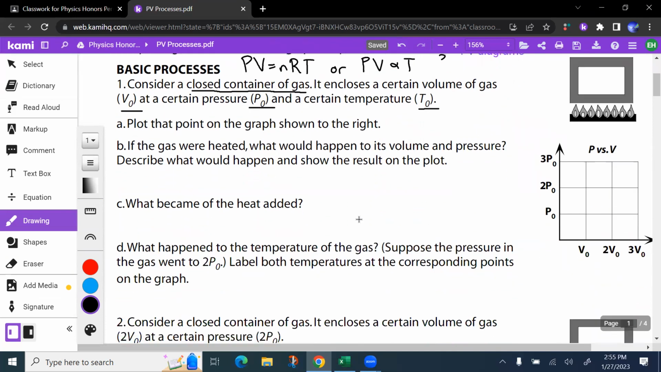So we're going to go on the graph, and we're going to plot a point right here, P naught and V naught. And next to that point, we're going to plot its corresponding temperature, which would be T naught.